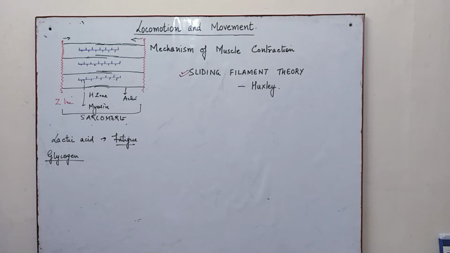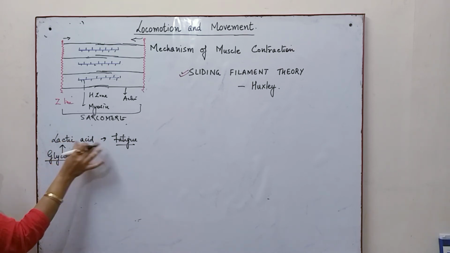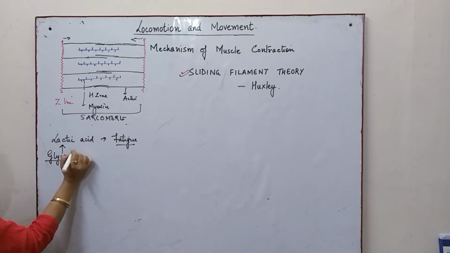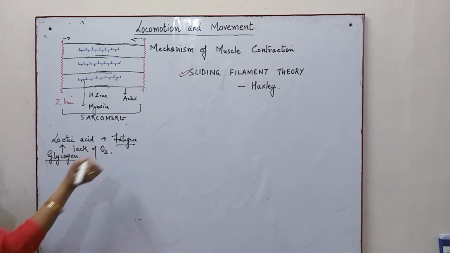So when there is less supply of oxygen, that means when the muscles require a lot of oxygen and the supply of oxygen is less, then the glycogen will not break down completely and will instead break into lactic acid. This anaerobic breakdown causes muscle fatigue. So over here, there is a lack of O2.